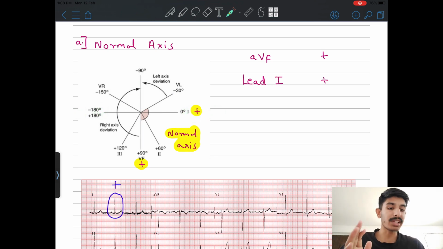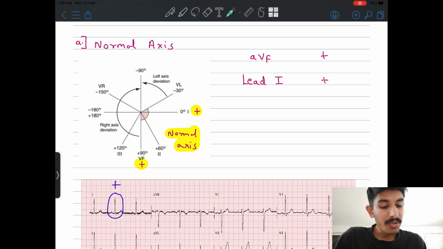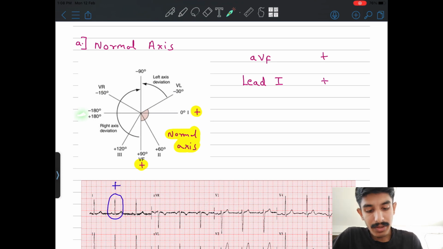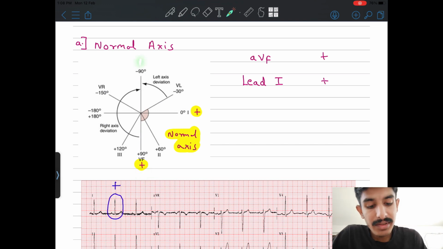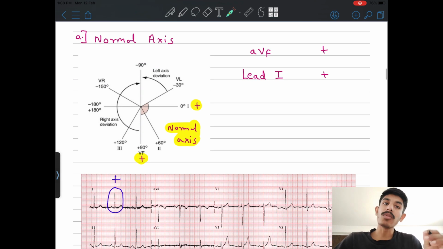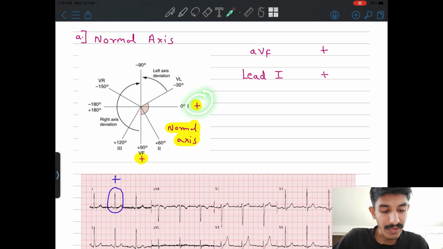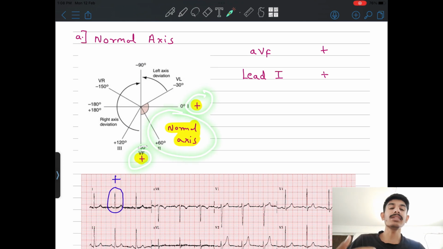How to write on the graph, I am teaching you now. If your lead 1 is positive, write plus here. If your lead 1 is negative, write it on the opposite side. In AVF, if your lead is positive, write here, and if your lead is negative, write on the opposite side. So both our leads are positive, so I wrote first here positive and second here, and our axis is coming here, so our heart is in normal axis. What will happen if one lead is negative and another is positive? Let's learn about this.